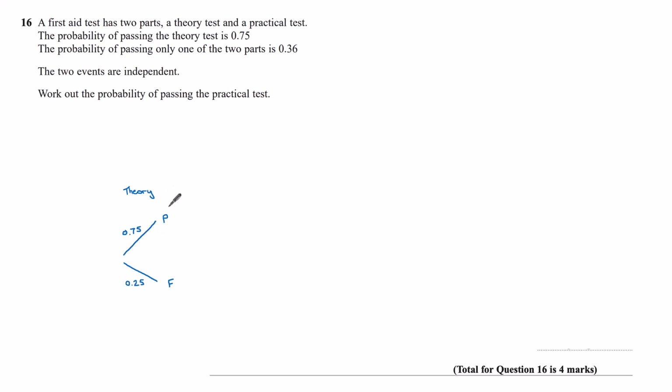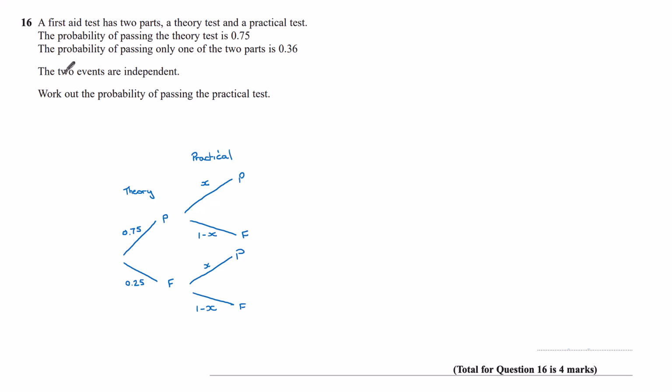Given the result of the theory, we then have to take the practical test, which again we either pass or fail. Now we don't know the probability of that, but we do know that these two probabilities add up to 1. So if the probability is x, I can write the probability of a fail to be 1 minus x, and the same on my second branch here.